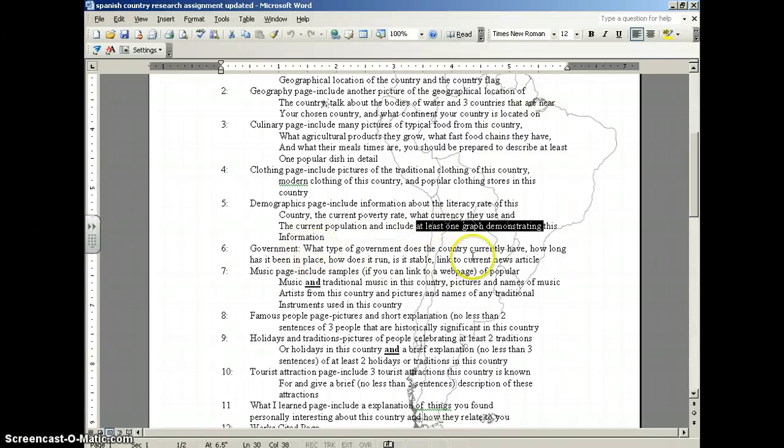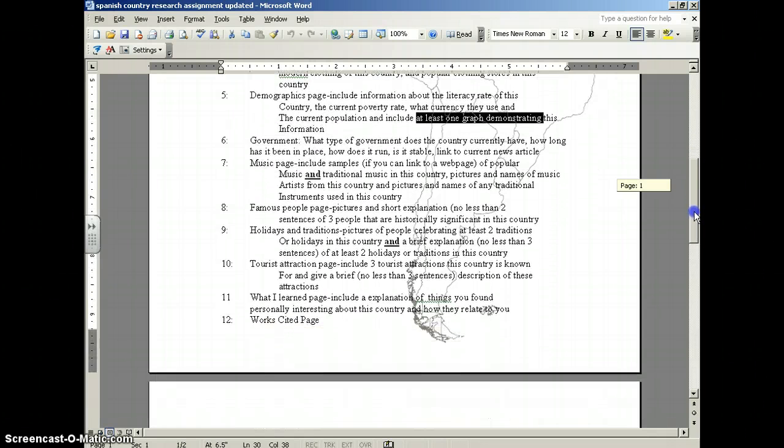Government. What type of government does the country have? How long has it been in place? How does it run? Is it stable? Is there opposition to the government? Are there rebels? Is the government good or bad?